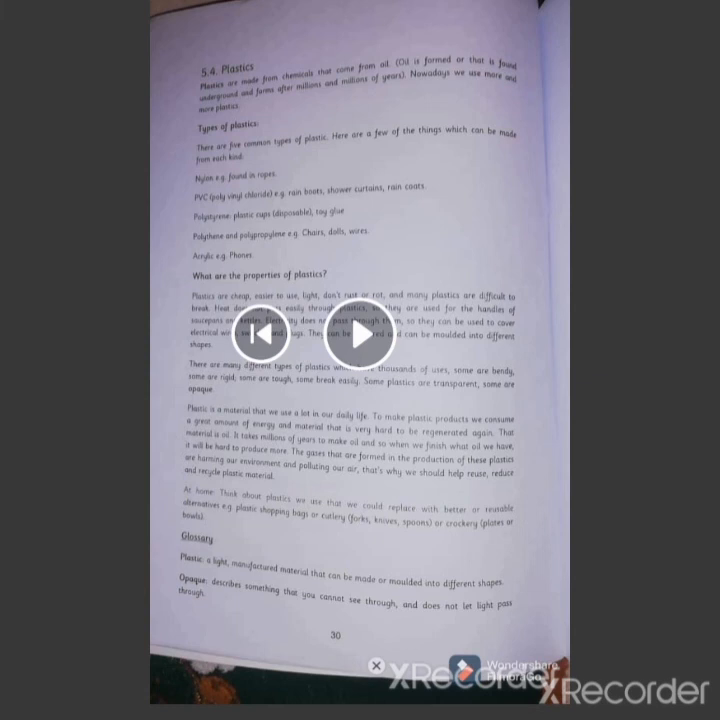The gases that are formed in the production of these plastics are harmful to our environment and polluting our air. That's why we should help reuse and reduce and recycle plastic materials. So, in order to create plastic, we need one thing. We need oils. And the oils that are necessary to create plastics are not easy to come by. We'll find it very difficult to create more once we finish what we have.